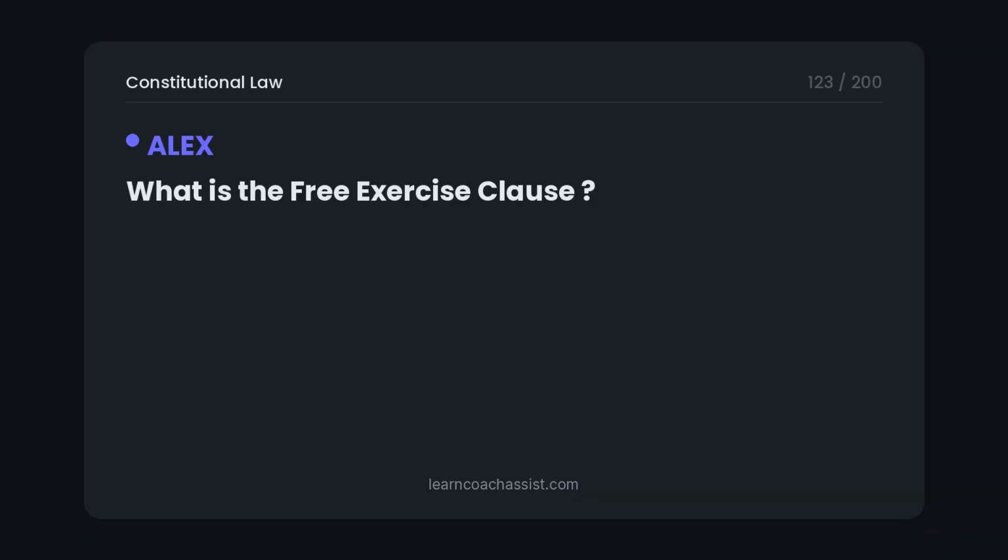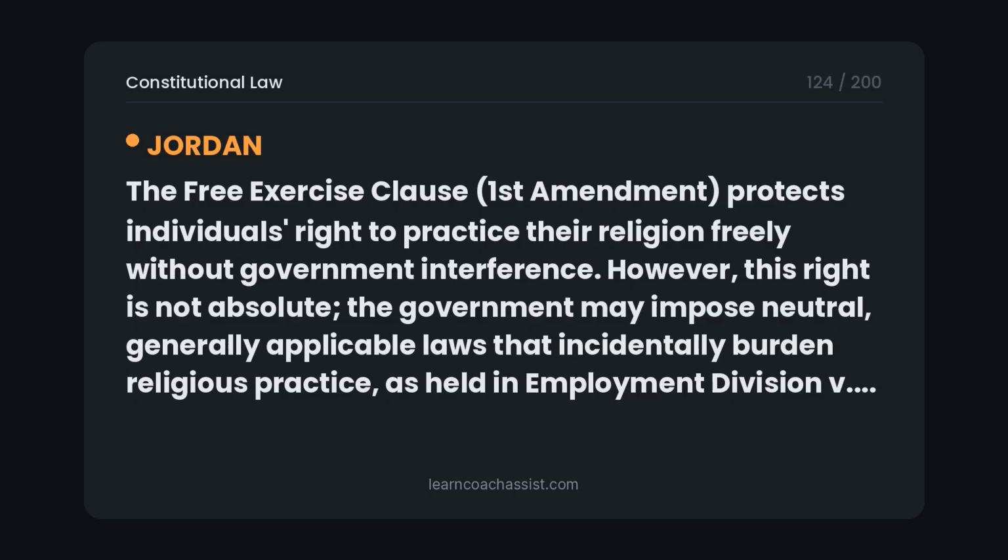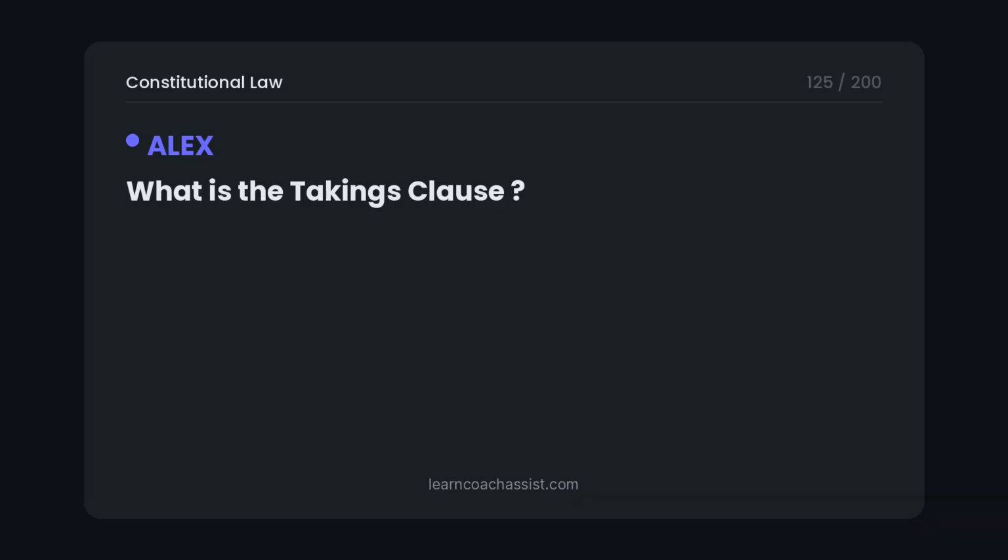What is the Free Exercise Clause? The Free Exercise Clause, First Amendment, protects individuals' right to practice their religion freely without government interference. However, this right is not absolute. The government may impose neutral, generally applicable laws that incidentally burden religious practice, as held in Employment Division v. Smith, 1990.